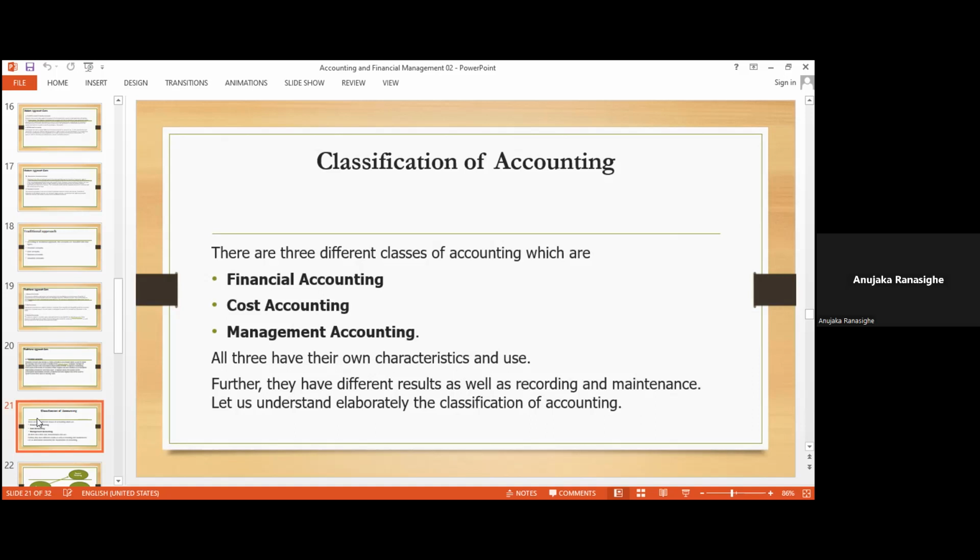Please tell me, one of your group, you know already what is the financial accounting. You already know. We discussed it in our first lesson. What is the financial accounting? Please tell me, one of your group.